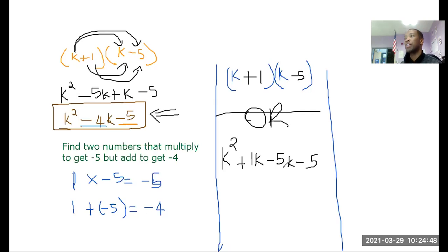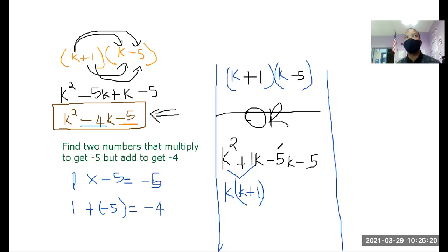So I look at what the greatest common factor is between k squared and 1k. What is the greatest common factor between k squared and 1k? Yeah, 1k, or k. So once I do that, then I open my parentheses and it leaves me with k plus 1. That's that first part.